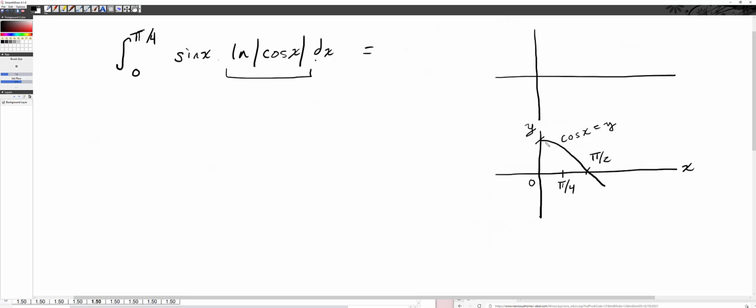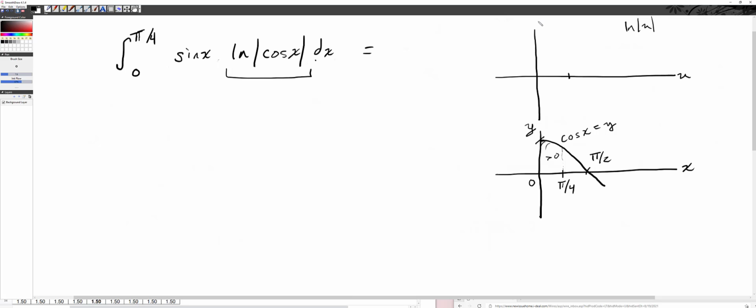So what that means is that this function is positive over the integral. Okay, cosine x is positive over 0 to pi over 4. Now the next thing we want to know is, what does ln of absolute value of u look like?